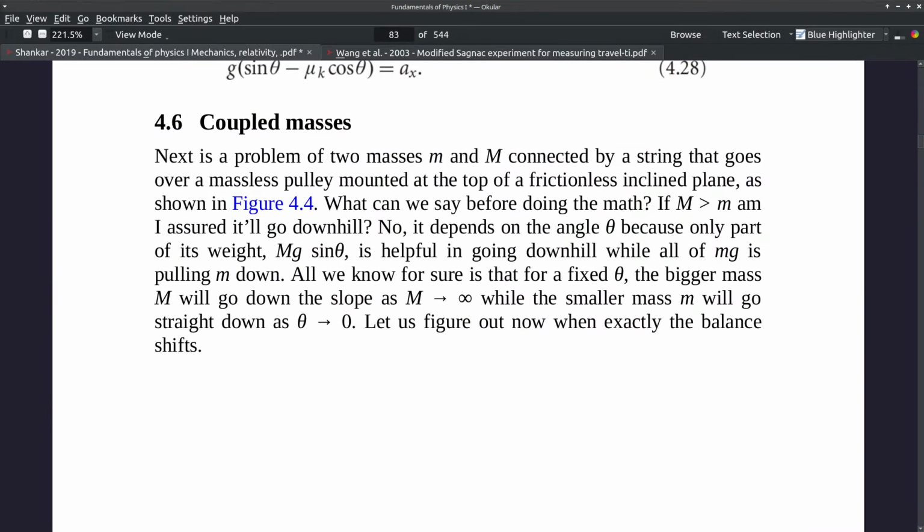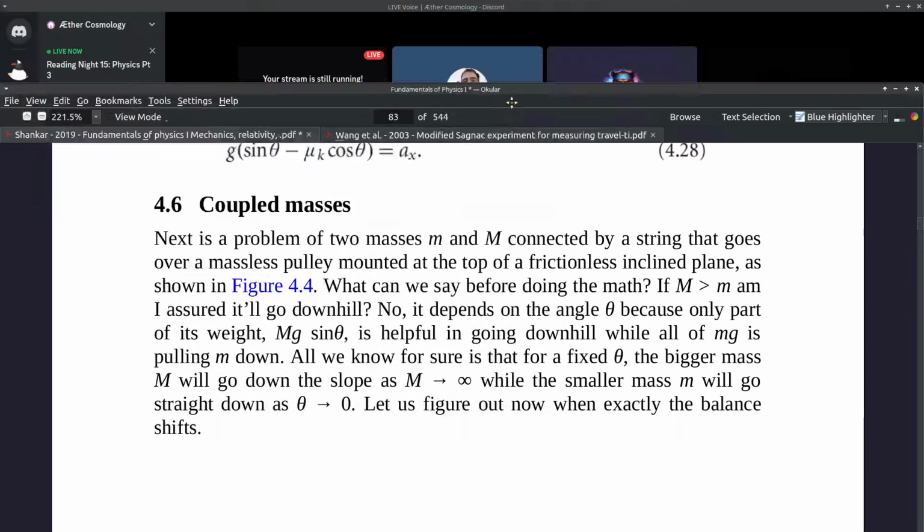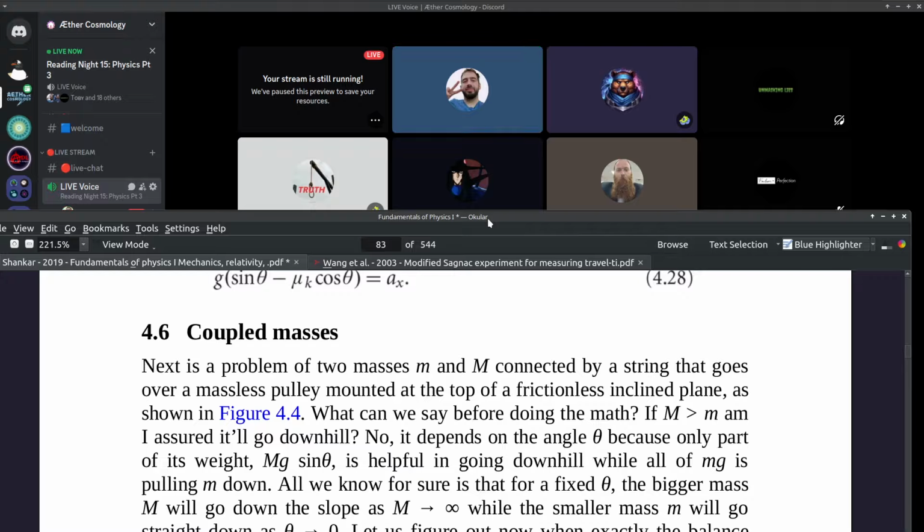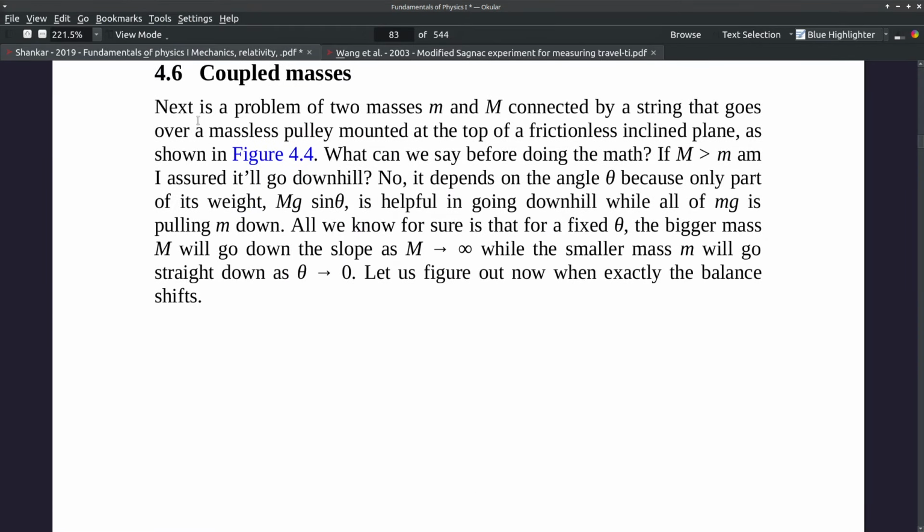Next is a problem of two masses, and m and what's that? Yeah, so you want me to? If you're down, sure. Yeah, I mean, I'll read a little bit. You want me to read a little bit?